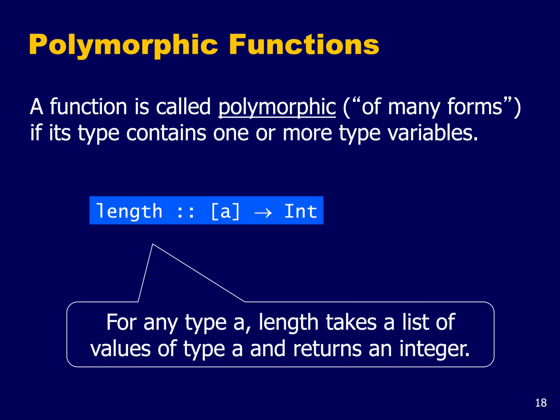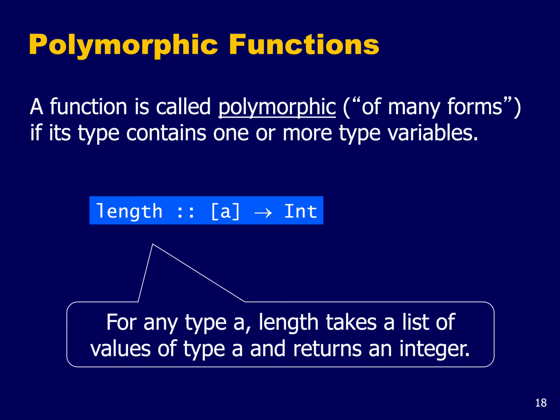So let's have a look at the type of the length function. What length does in Haskell is you give it a list and it just calculates how many things are in it. And it's polymorphic because it doesn't care whether you give it a list of integers or a list of booleans or a list of functions or a list of whatever. This is reflected in the type by having a little type variable, and the type variable is the a here. So what the type means is, for any type a, length takes a list of values of type a and returns an integer.